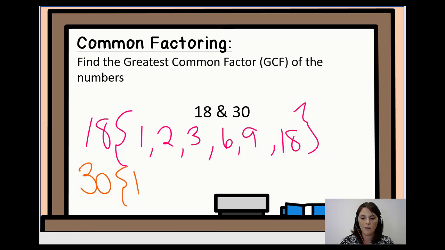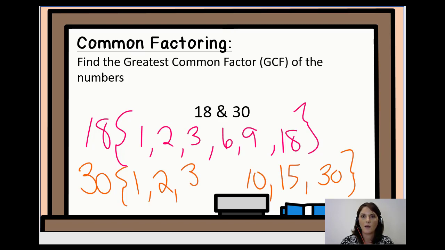Let's take a look at 30 next. So we have 1 and 30. We have 2 and 15, 3 and 10, and we have 5 and 6.